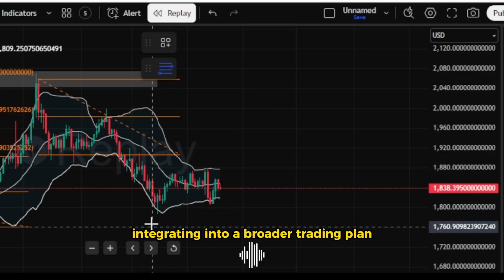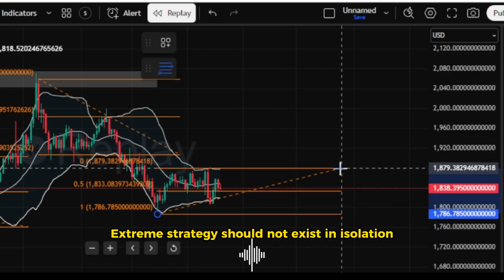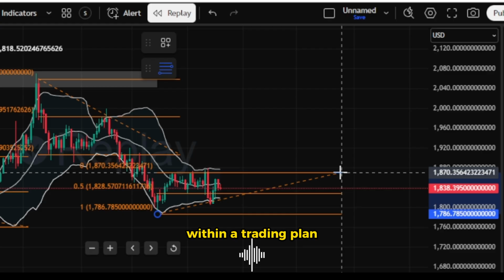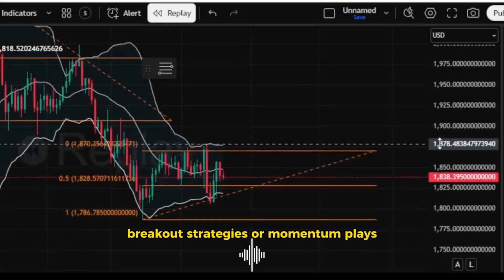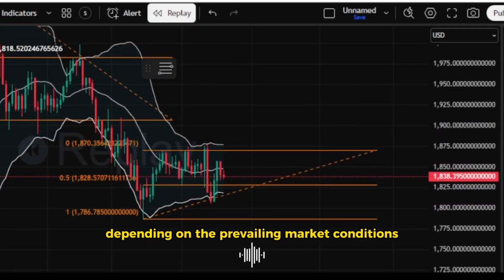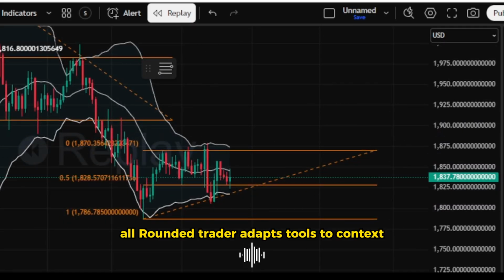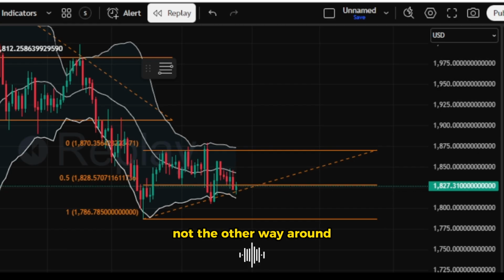Integrating into a broader trading plan. The Bollinger Band extreme strategy should not exist in isolation within a trading plan. It complements other approaches, such as trend-following breakout strategies or momentum plays, depending on the prevailing market conditions. A well-rounded trader adapts tools to context, not the other way around.